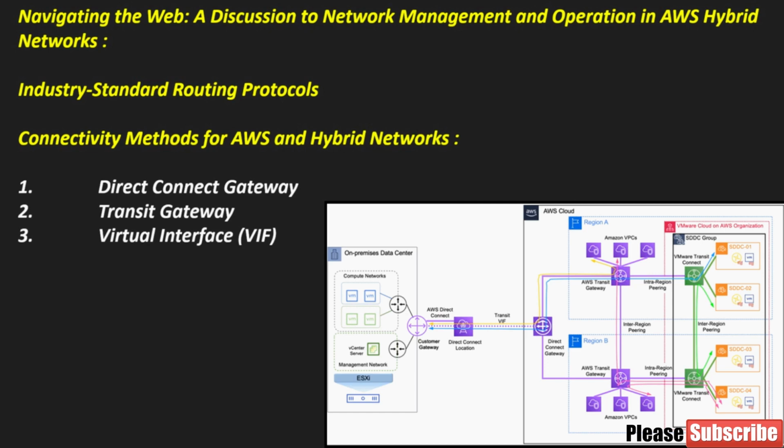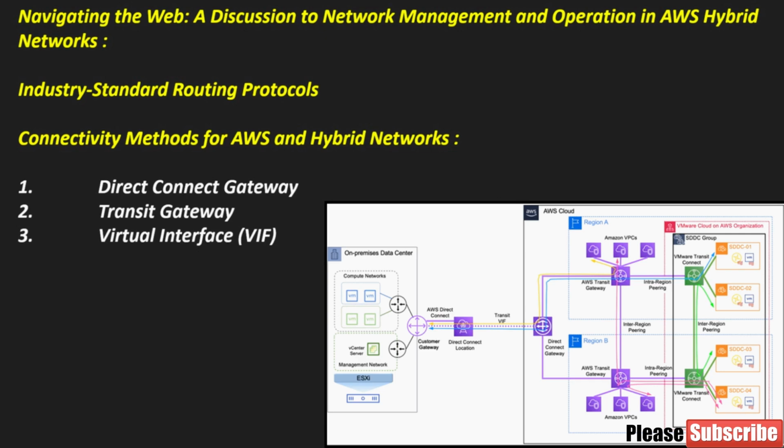The first point we need to talk about is industry standard routing protocols. Routing protocols are the backbone of any type of network, determining how data travels from a source to a destination. In AWS hybrid networks, industry standard protocols such as Border Gateway Protocol, shortcode BGP, over Direct Connect are commonly used. BGP ensures a dynamic and efficient routing process, particularly beneficial in scenarios where multiple paths exist between networks. So understanding and implementing BGP is very crucial for maintaining optimal connectivity in AWS hybrid environments.